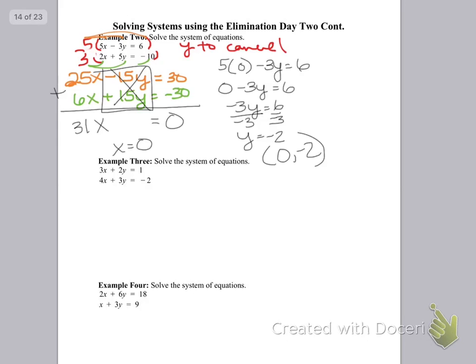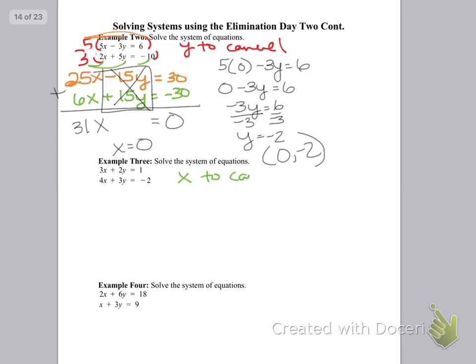My third example, example number 3. Let's try and figure out what to cancel out. So if you look, my x's, I've got 3x, I've got 4x, nothing too crazy we can do there. My y's, I have 2y and 3y. Again, nothing I can really do there. So it doesn't matter which one you pick. In this case, I'm going to say I'm going to cancel out x.